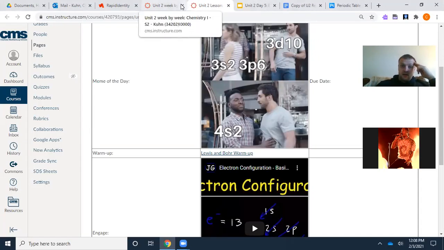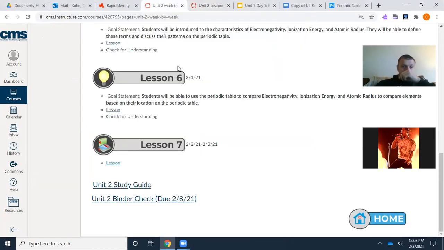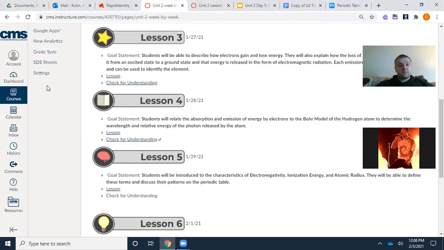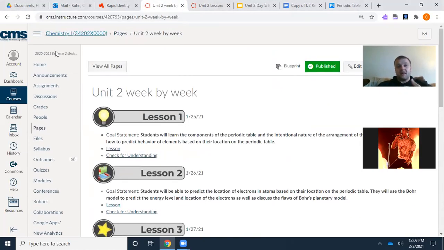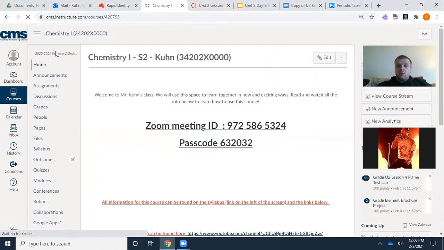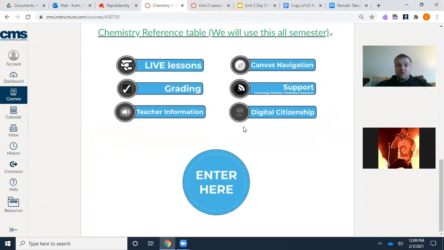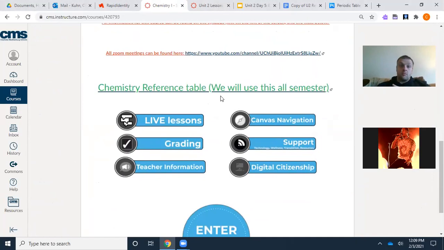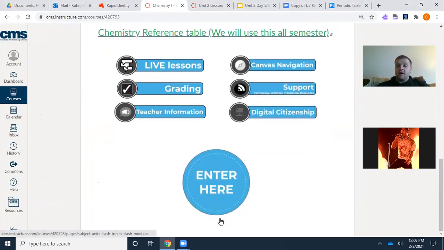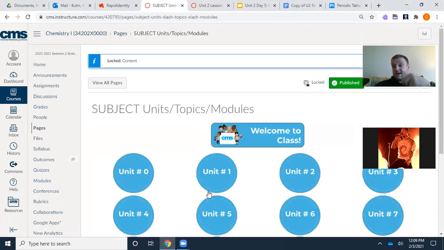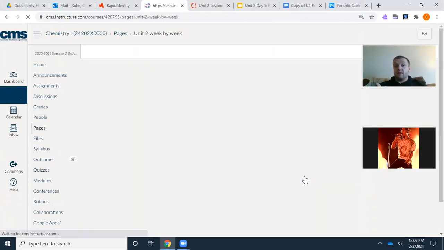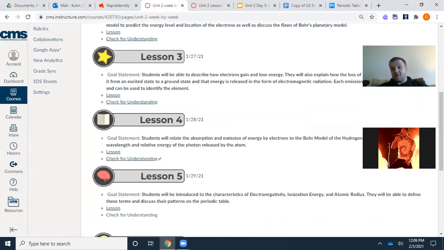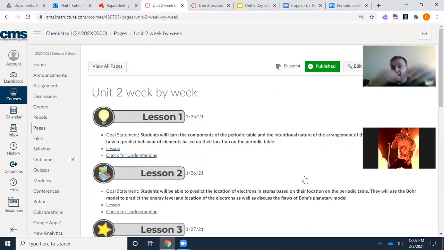One of the things that you guys are not that familiar with is how to get to where we are. Okay, and so what I want to show you is, first of all, here's your reference table, which you'll use for your bore model and things like that, and the YouTube channel, which obviously you know. But we're in Unit 2. So the way that you can get to Unit 2 is if you click that Enter Here button and click Unit 2. Sometimes you guys probably see this screen as I'm going through different pages and stuff.